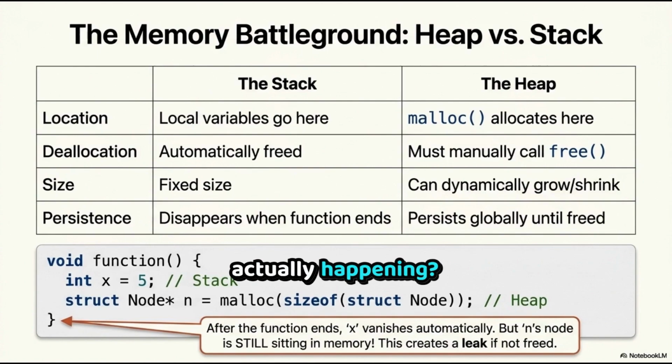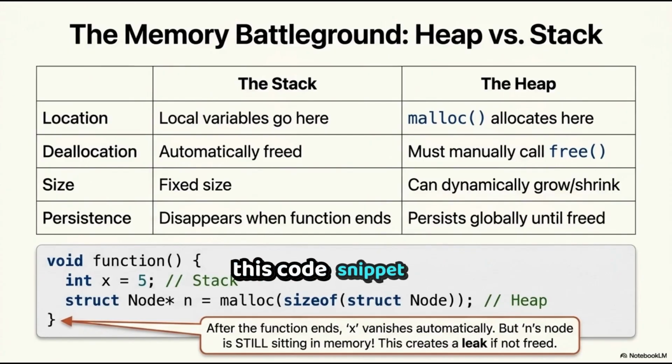Where's all this actually happening? We really have to break down the sharp juxtaposition between the two main areas of memory, the stack and the heap. The stack is where your normal local variables go. It has a fixed size and is super safe. Variables are automatically freed when a function ends. malloc, on the other hand, places our nodes in the heap. The heap can dynamically grow and shrink, which is awesome, but it requires manual deallocation. Heap memory is persistent. It will sit globally in your system forever until it's explicitly freed.